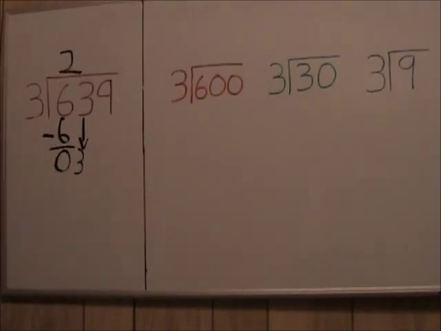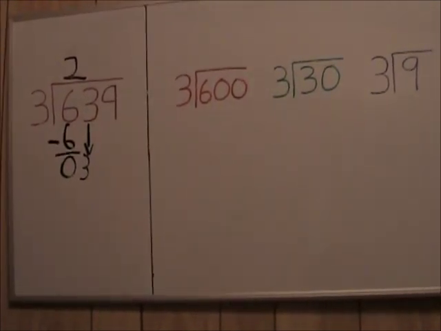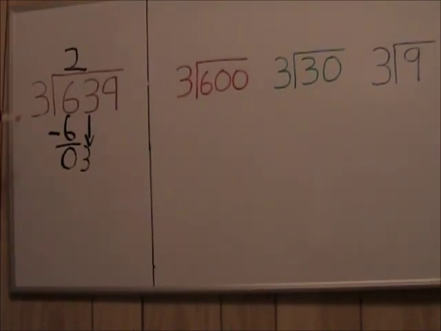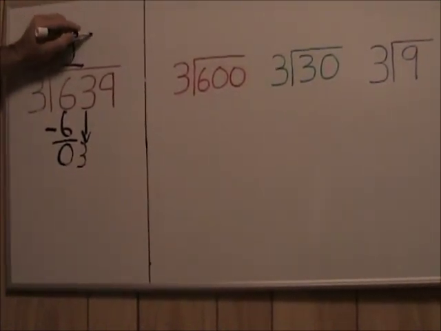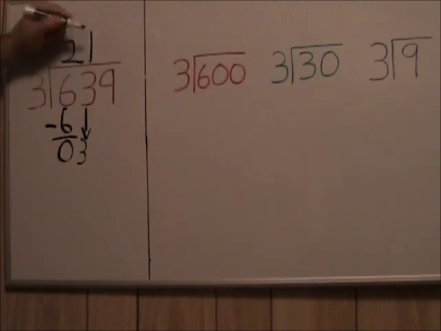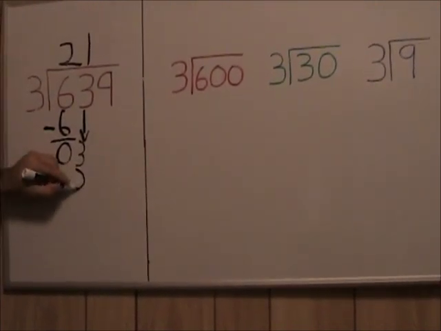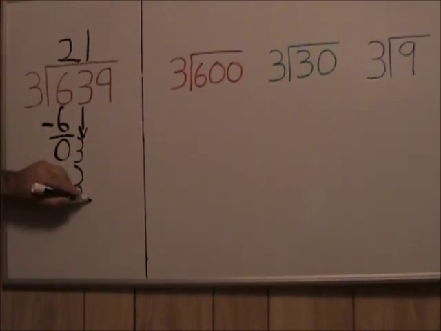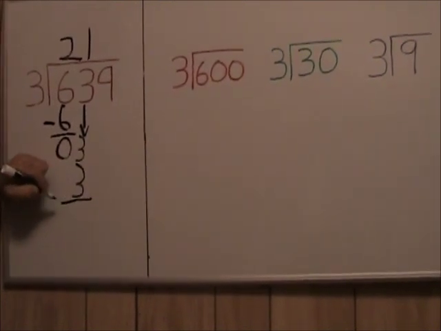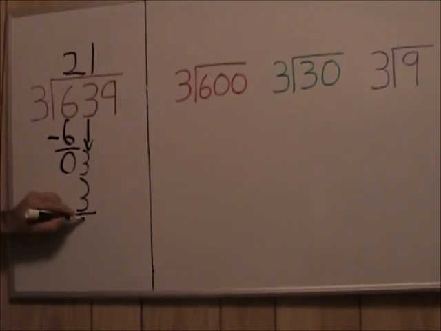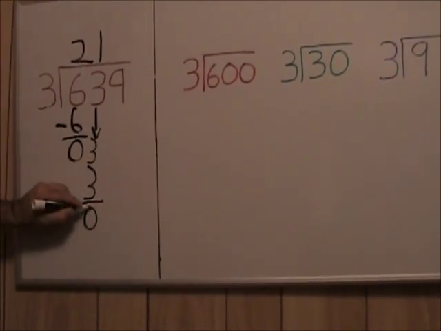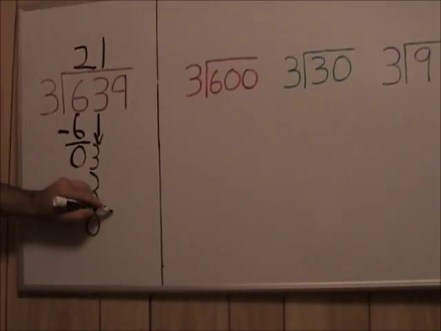And then we ask ourselves how many 3's in 3. Well, 3 times 1 equals 3. There's only one 3 in 3. Put that here. 3 times 1 equals 3. We once again subtract, and we get another 0. Brother now brings down the 9.